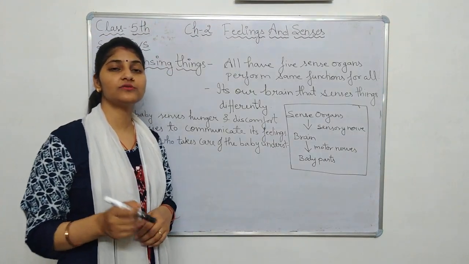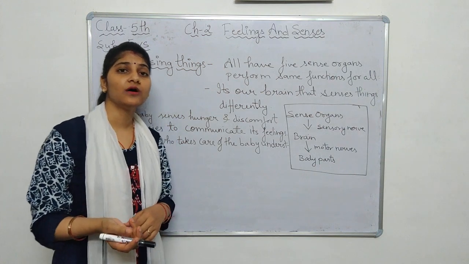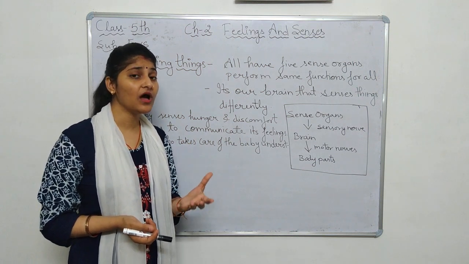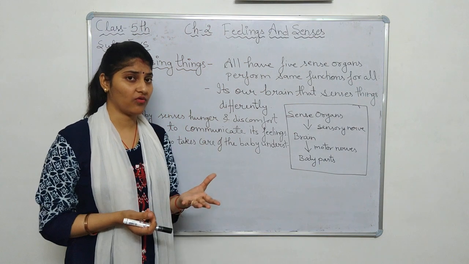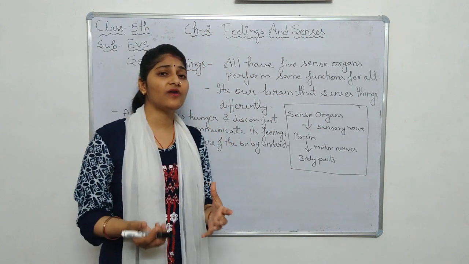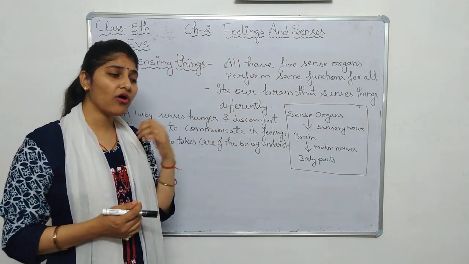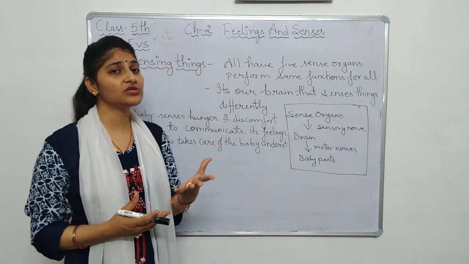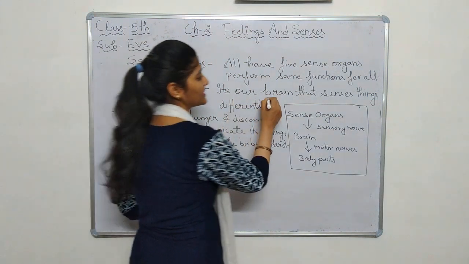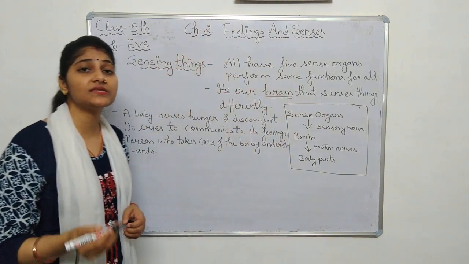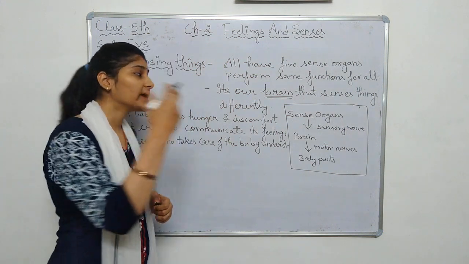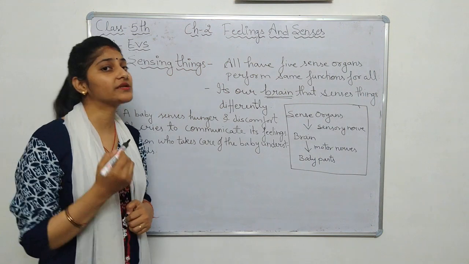As we have understood, our feelings, emotions and our likes and dislikes are influenced by exposure, experiences and the environment. But you might be thinking, how? So let us understand this how through our topic, sensing things. We all have our five sense organs. All are the same in every person. Their function is also the same in every person, but it is our brain, yes, it is our brain that senses things differently, because every person's brain works differently. So it makes the difference in sensing things differently.